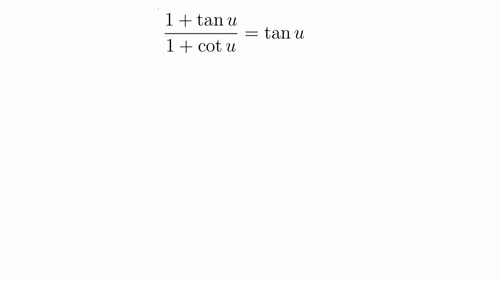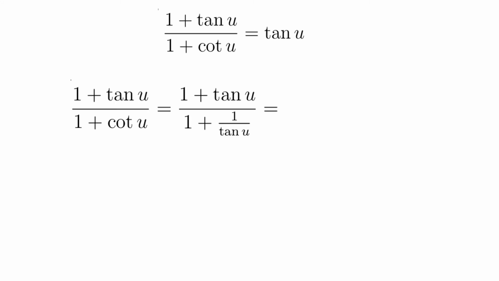Here's another identity that we'd like to establish. Given that the left side of the equation is more complicated than the right, we will simplify the left side. Given that the right side is the tangent function, we will try to express the left side in terms of tangent functions as much as possible. We start by changing the cotangent of u into 1 over the tangent of u.